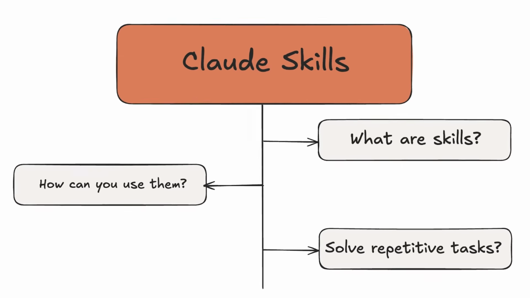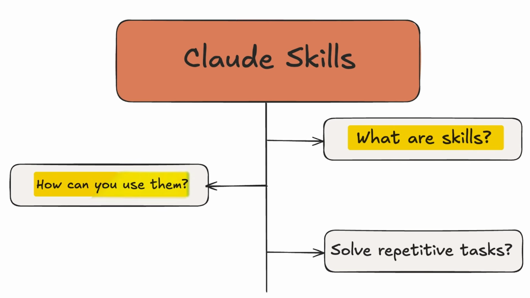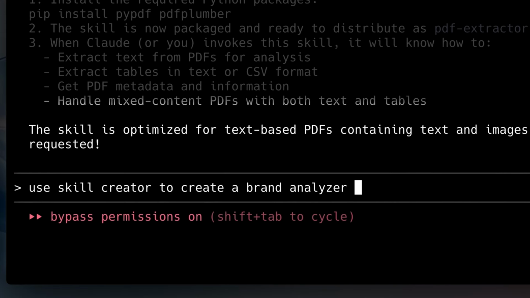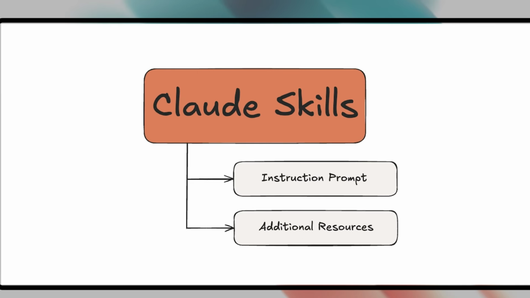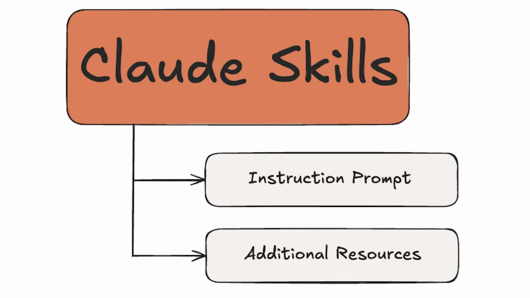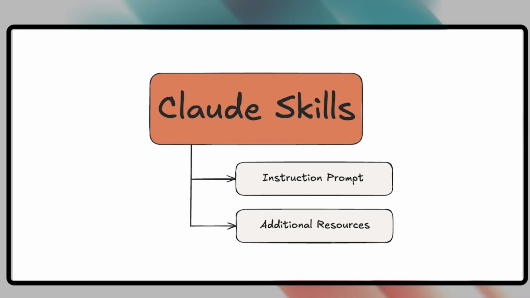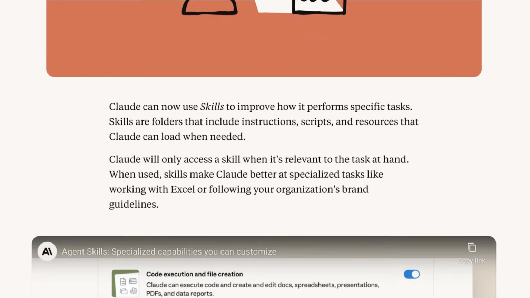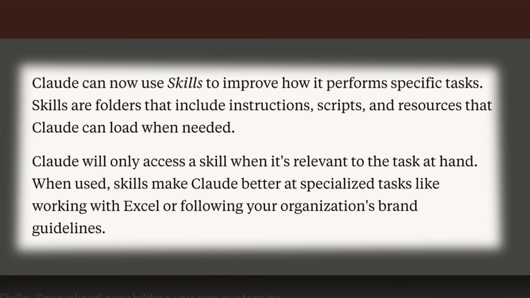So in this video, I'll take you through what skills are, how you can use them, and to help you solve your repetitive tasks, how you can easily build your own just by prompting. Essentially, skills are just a collection of instructions and resources that we provide to Claude to give it specific capabilities. Instead of functioning as a general-purpose agent, Claude becomes a specialized agent with additional capabilities.